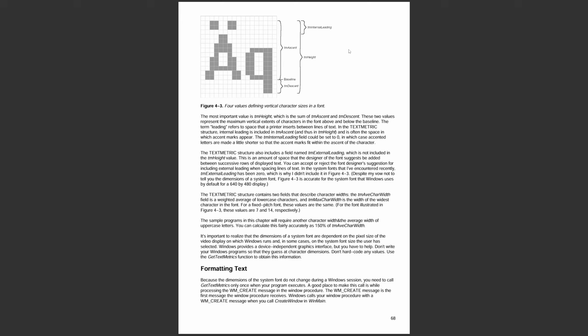Because the dimensions of the system font do not change during a Windows session, you need to call GetTextMetrics only once when your program executes. A good place to make this call is while processing the WM_CREATE message in the window procedure. The WM_CREATE message is the first message the window procedure receives. Windows calls your window procedure with a WM_CREATE message when you call CreateWindow in WinMain.